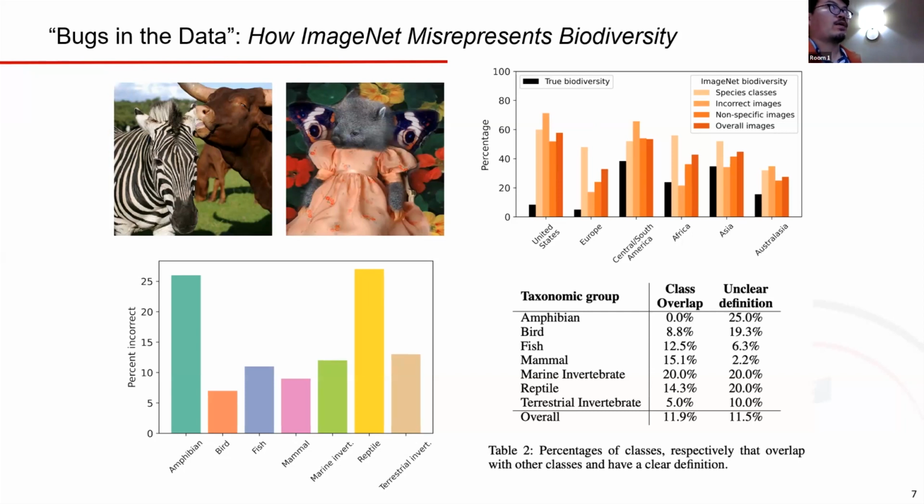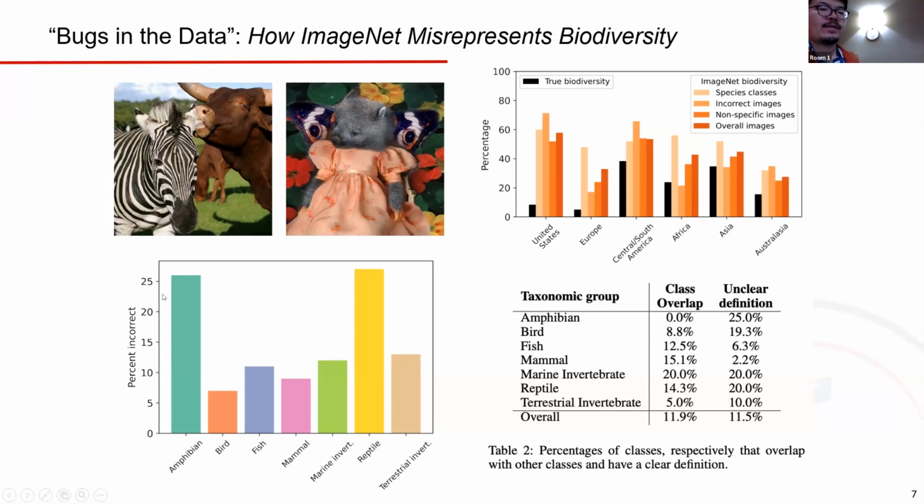You can see the overall representation of the species in the United States, and also Central and South America, and sometimes Europe. So that can also lead to problems. And when you're looking at the quality or the accuracy of the labels from the data set, you will see different types of animals or biodiversity categories.